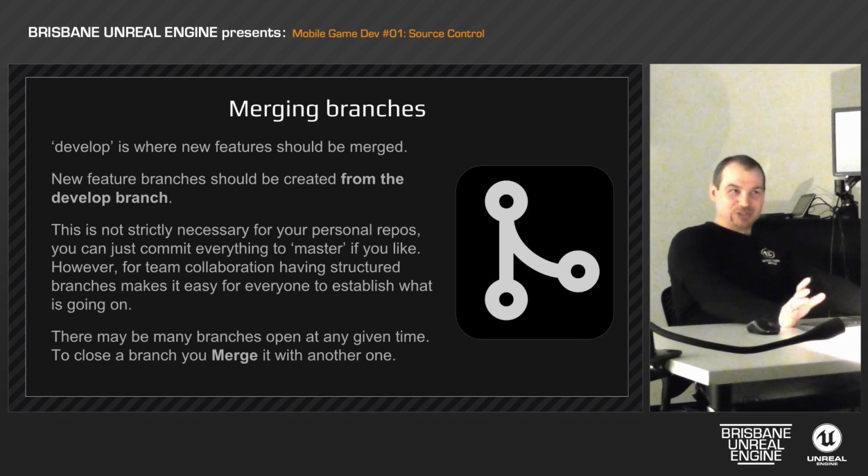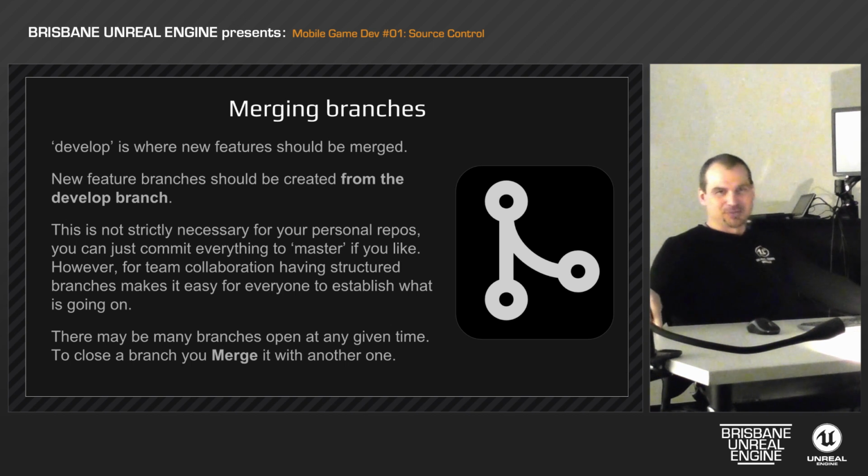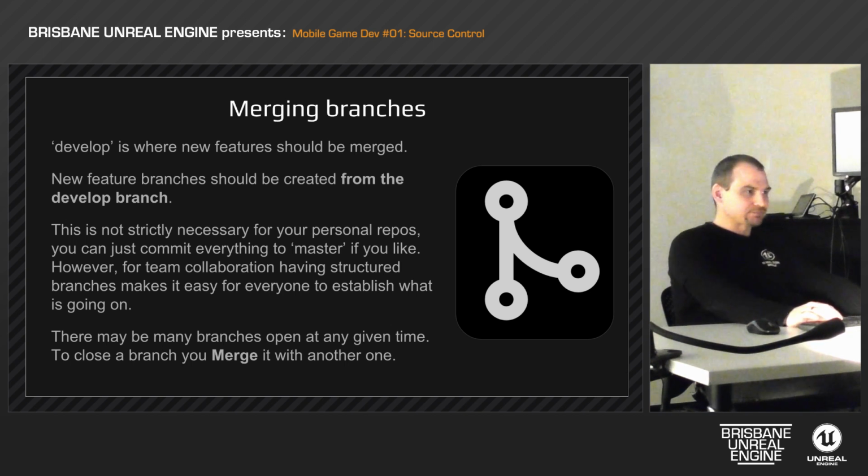So to do that, we use a new term here. It's called a merge. And we're going to merge our branch into the develop branch. So we'll probably have to create a new branch first, make a couple of changes, and then merge it back.